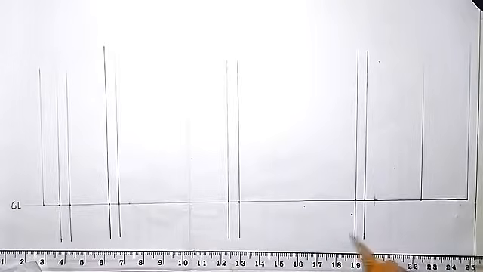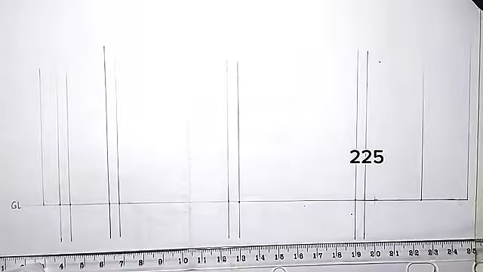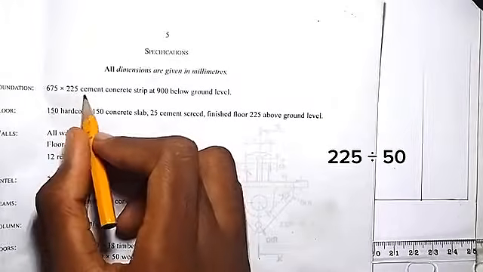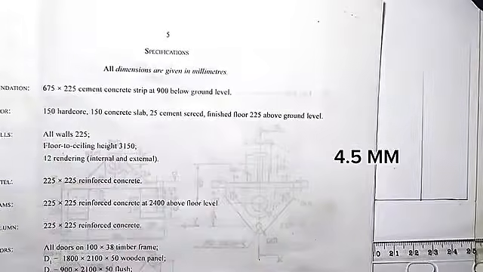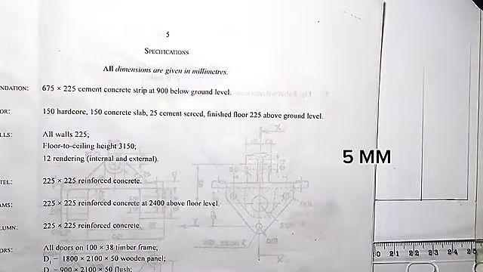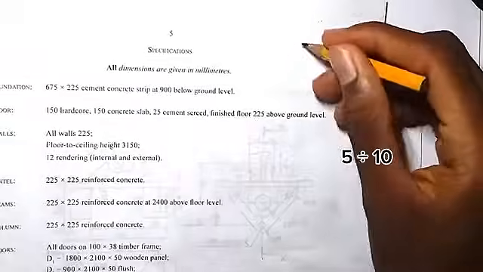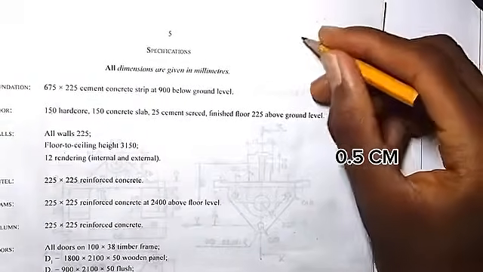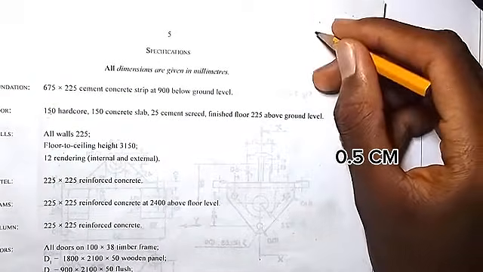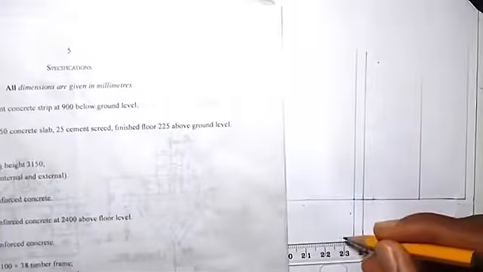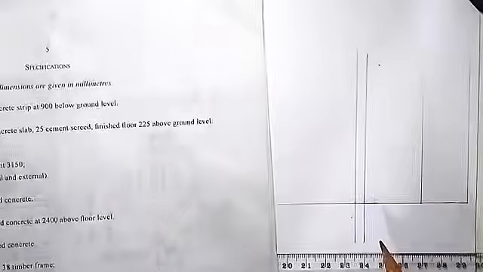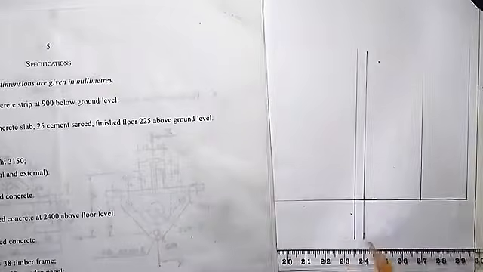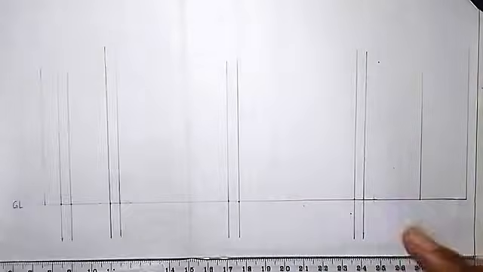Then the height we're having is 225. So 225 divided by 50 is giving us 4.5, approximately 5 millimeter. Then we divide by 10, giving us 0.5 centimeter. So that's the height. The height is 0.5, then the width is 1.4. But we can just take 1.5 cm for the width of the column base. So the column base, at each of the walls, we're going to draw 1.5.